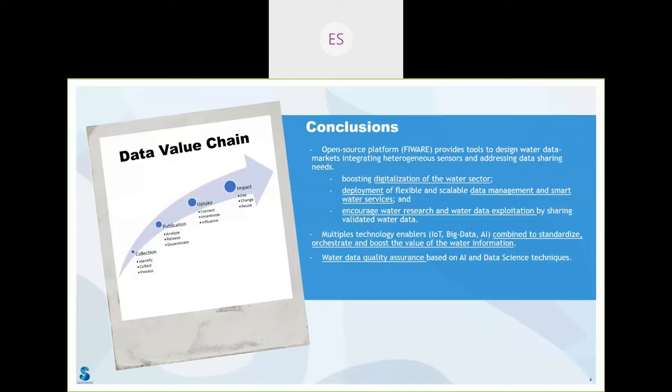Also, the solution includes multiple technology enablers. We are working with IoT technologies. We are working with big data technologies. We are also integrating artificial intelligence models to perform the predictions, and all of this is used to combine all the data, standardize, orchestrate, and boost the value of the water information. Water data quality assurance is addressed by using artificial intelligence and data science techniques, and this is essential when you provide a data market, because the quality is key in order to build future solutions or future smart water.